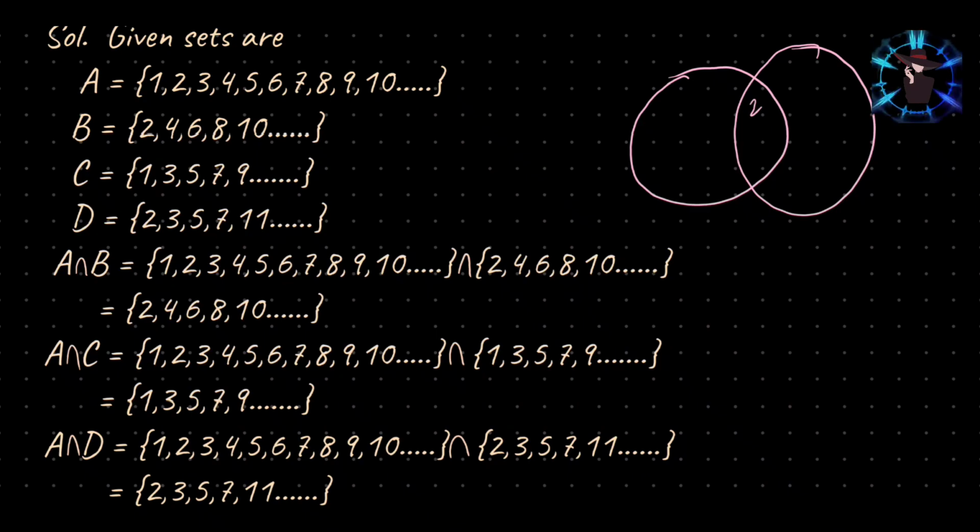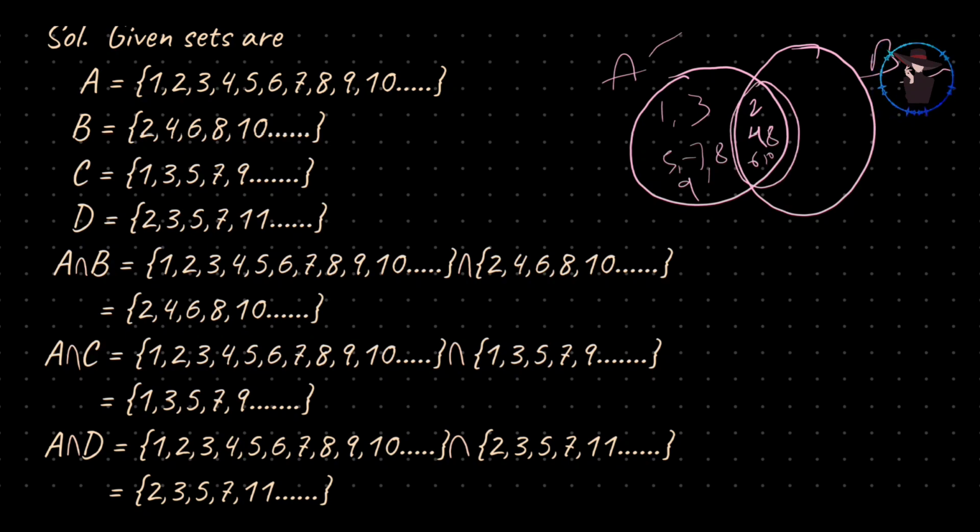We got 4 here and 4 here, so 4 in the middle. 6, 6, 6 in the middle. 8, 8, 8 in the middle. 10, 10, 10 in the middle, right? Whereas the rest of the values are 1, 3, 5, 7, 9, and so on, when this is A and B. So what's the intersecting part? Which means which are present in both A and B: 2, 4, 6, 8, 10.